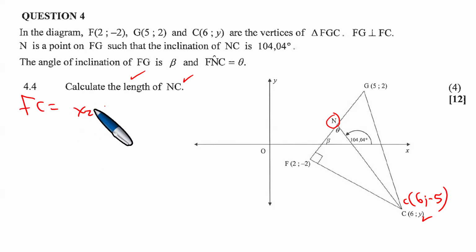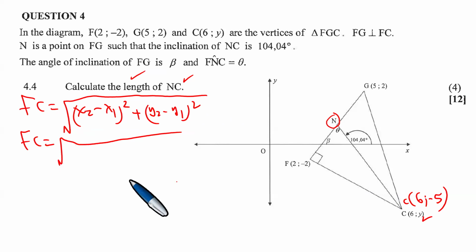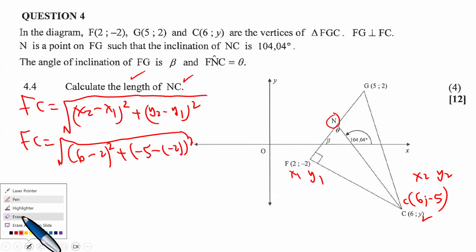FC is exactly the square root of (x2 minus x1) squared plus (y2 minus y1) squared. So we have FC. Now, if we want to find FC, this is (x1, y1) and this is (x2, y2). What is x2? It is 6 minus x1, which is squared. What is y2? It is -5. y1 is -2, squared.